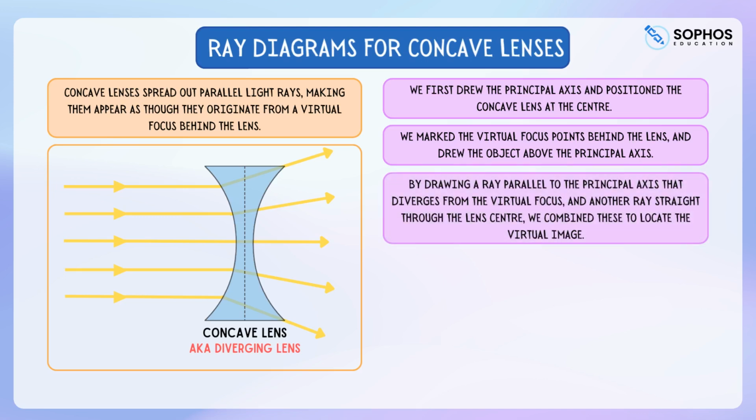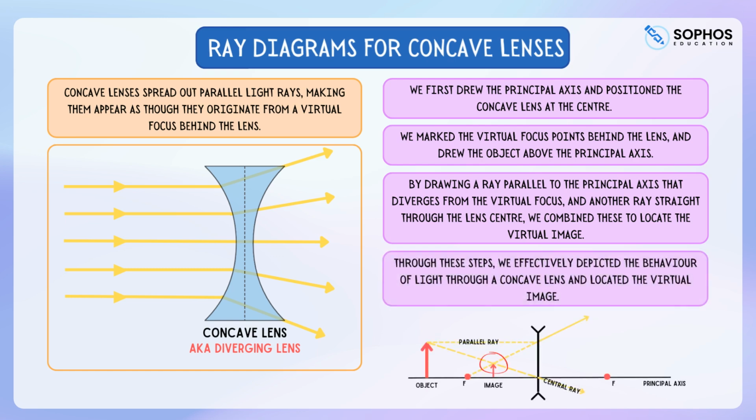By drawing a ray parallel to the principal axis that diverges from the virtual focus, and another ray straight through the lens center, we combined these to locate the image. Through these steps, we effectively depicted the behavior of light through a concave lens and located the virtual image.